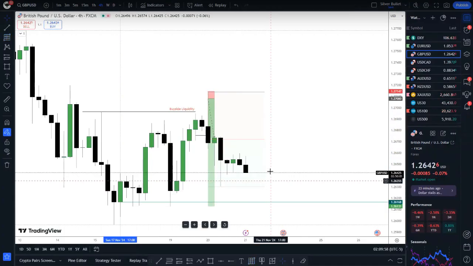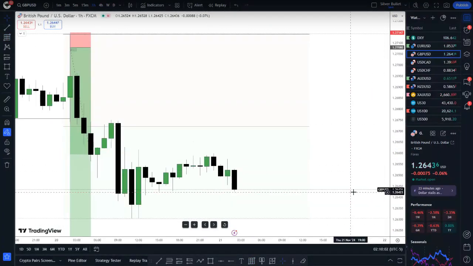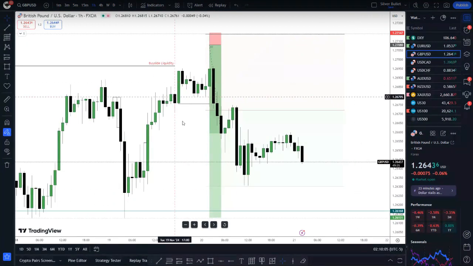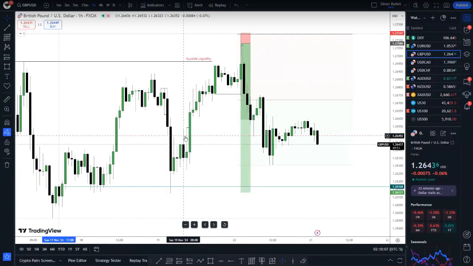Down to this low, premium discount. In this case, we don't have anything that we can use. Let's look at the hourly chart here, see if we can have something on this hourly chart. Okay, the hourly chart is even better. What do you see in the hourly chart now?